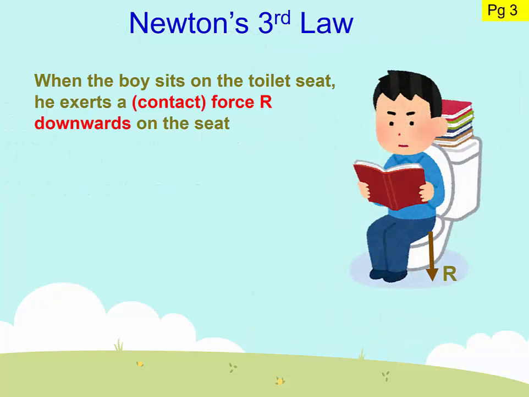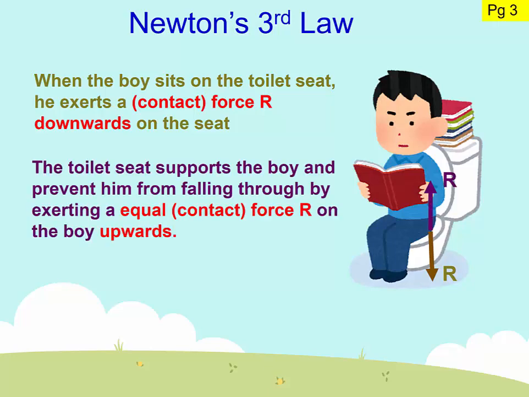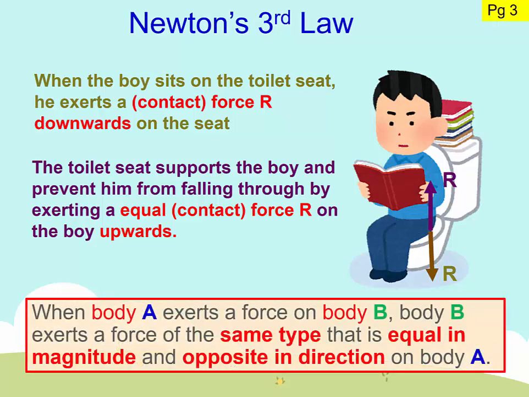Suppose a boy sits on the toilet seat and he exerts a force R downwards on the seat. Because he's resting on the seat, he's pushing the seat down. Of course, the seat did not move, but it does not mean that the boy did not exert a force on the seat. At the same time, the toilet seat supports the boy and prevents him from falling through by exerting an equal force R, a contact force, on the boy upwards. And this is the essence of third law.